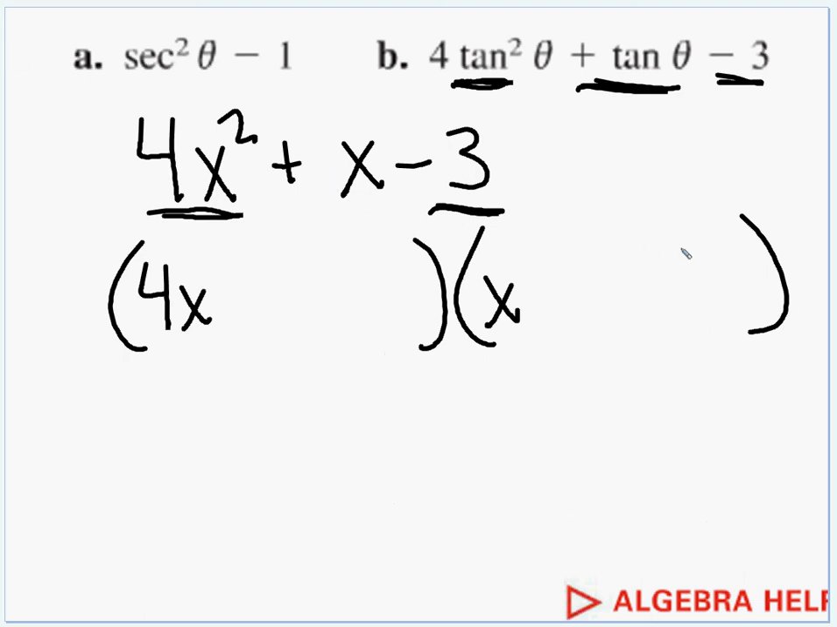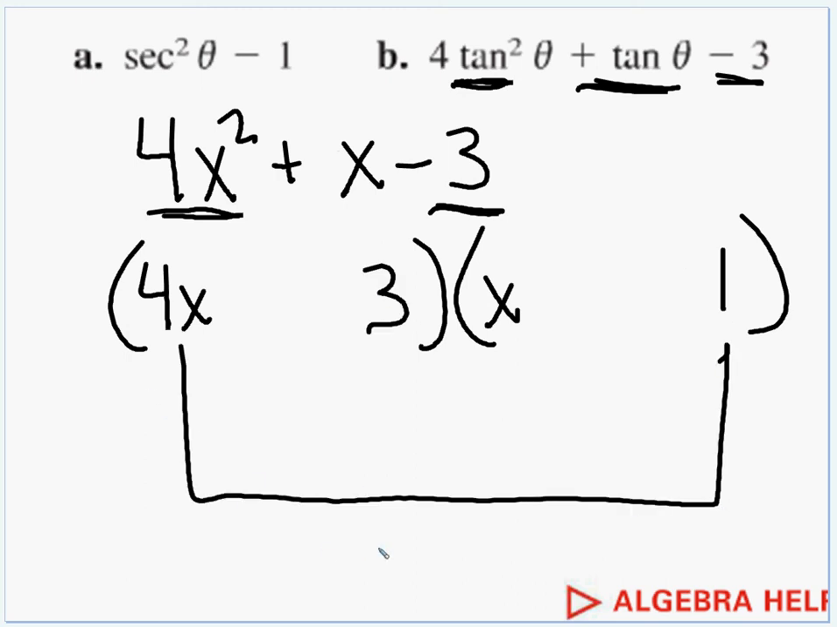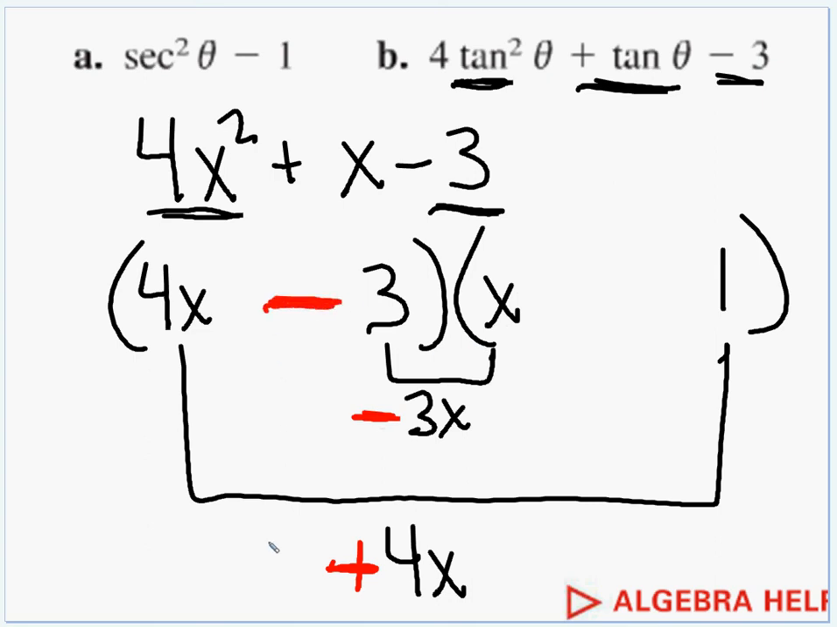So then I'd switch them. I'm going to put my 1 over here and my 3 here. So now my outers are a 4x, my inners are a 3x. How would I add or subtract those to get a plus 1 in the middle? Well, this would have to be a plus 4x, and this would be a minus 3. So to multiply these and get a minus 3, that would have to be a minus 3, and that would make this a plus 1.